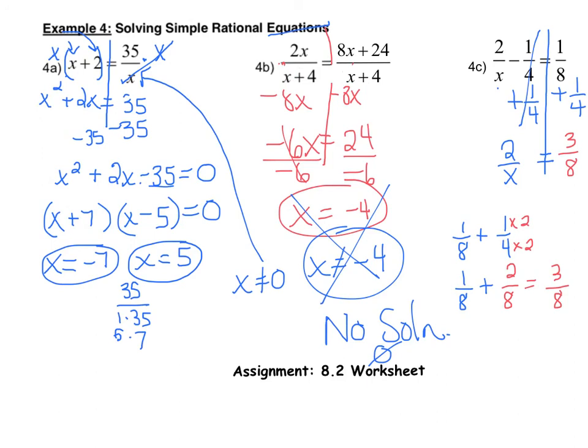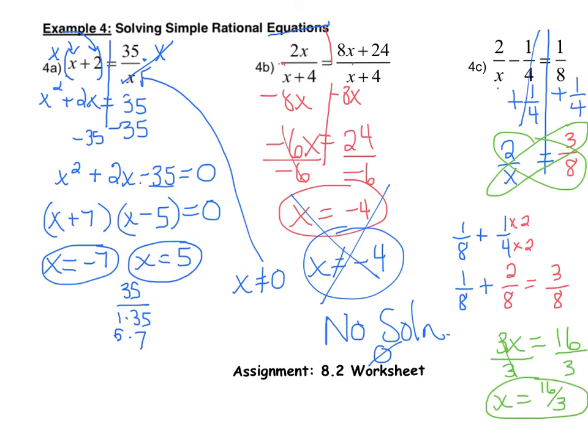Now we can finish this up by cross multiplying. 3 times x is 3x. 2 times 8 is 16. And then you'll just divide both sides by 3 and get x equals 16 over 3, or you could write it as a decimal. The only number x is not allowed to equal is 0. So that's your one undefined value.